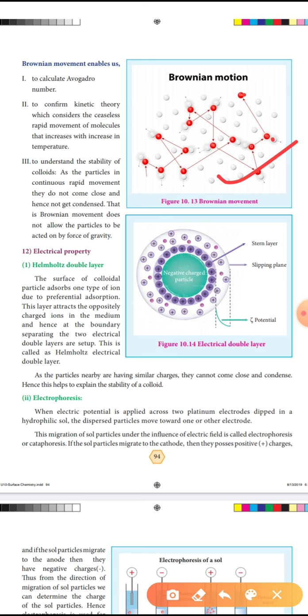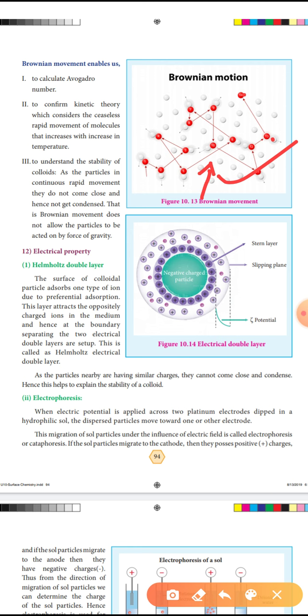When the temperature increases, the molecular movement also increases. To understand the stability of colloids: as the particles are in continuous rapid movement, they do not come close and hence do not get condensed. That is Brownian movement. It does not allow the particles to be acted on by the force of gravity. So the molecules cannot come close and do not get condensed. The next property is the electrical property.